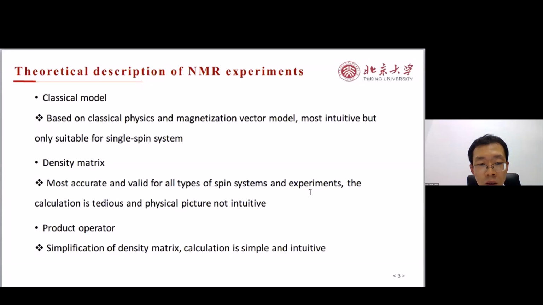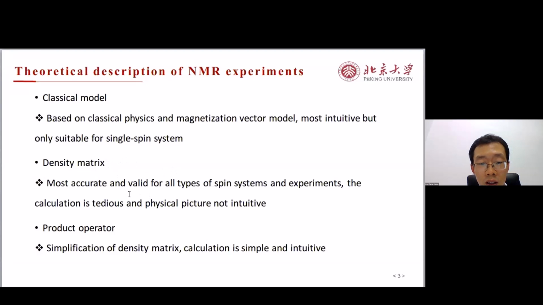But in most cases, we have to deal with two spin systems or more complicated spin systems. In that case, we have to use other theoretical methods, like the density matrix. The density matrix method is the most accurate and is valid for all types of spin systems. But the main problem is that the calculation based on the density matrix is a little tedious, and the physical picture is not quite intuitive.